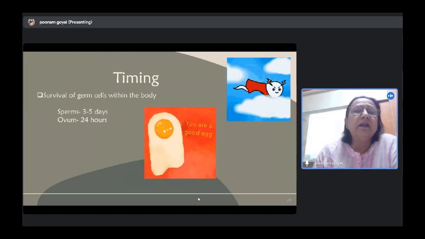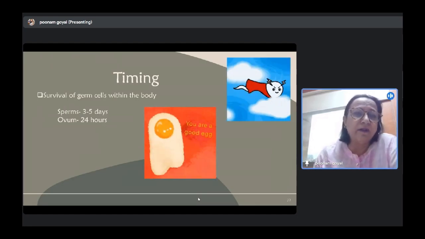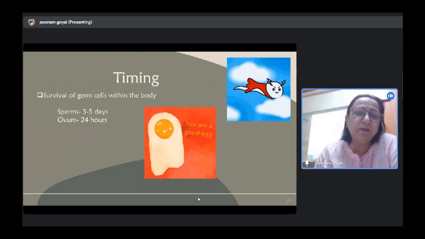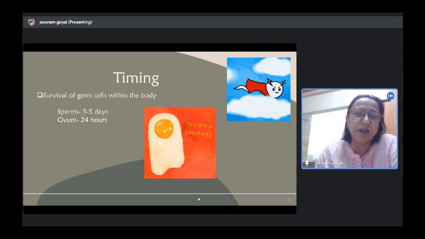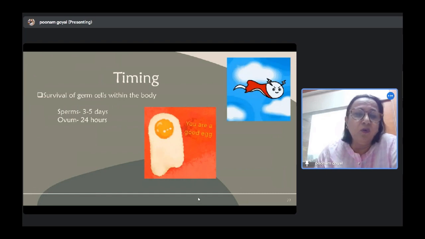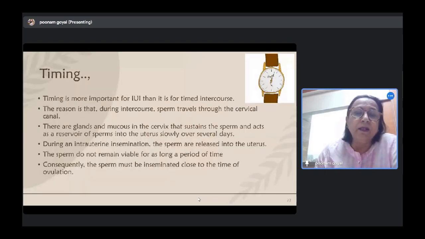Now, what is the timing of the survival of the germ cells within the body? Sperm stays for 3 to 5 days, whereas the ovum stays for only 24 hours. Now, the timing is more important for IUI than it is for timed intercourse, that is, when you are making follicles and leaving the patient for timed intercourse.